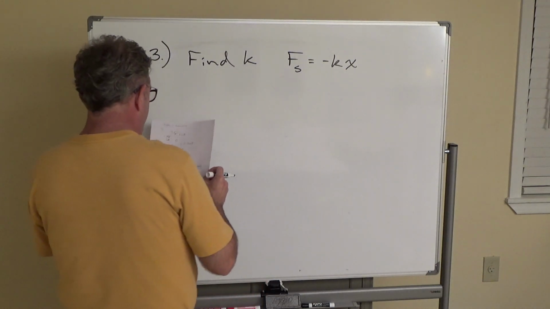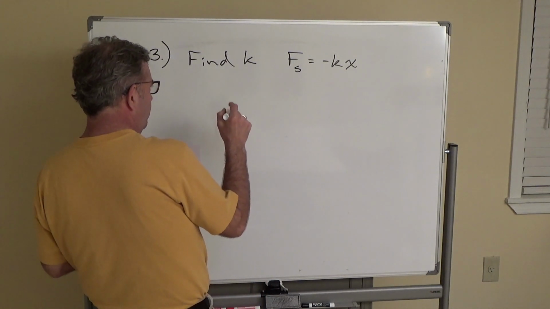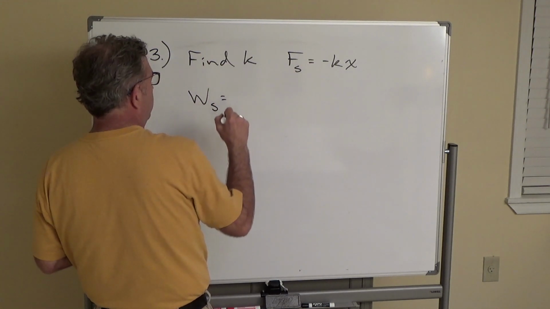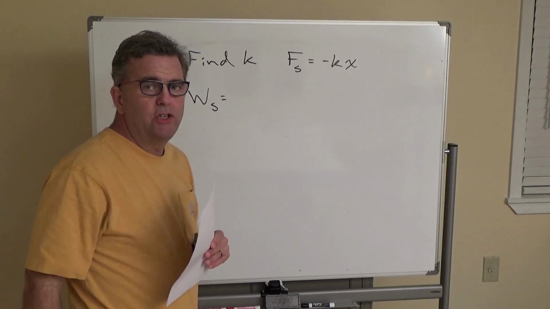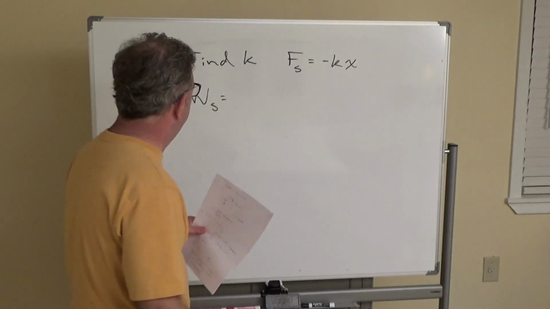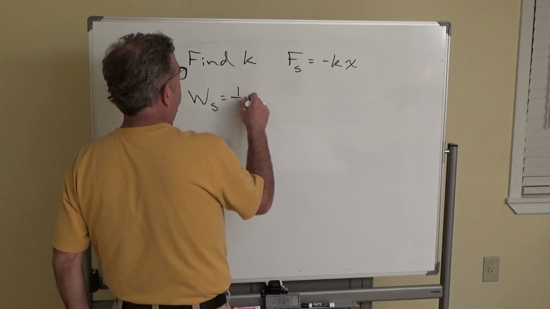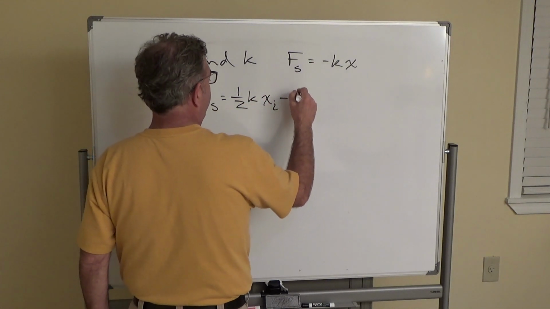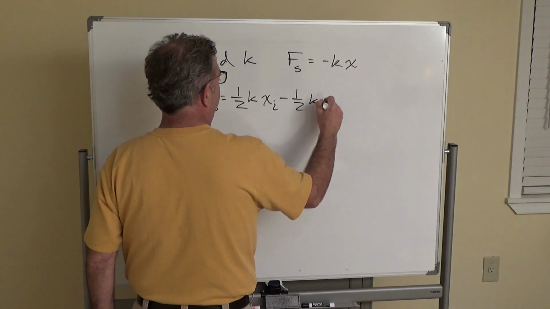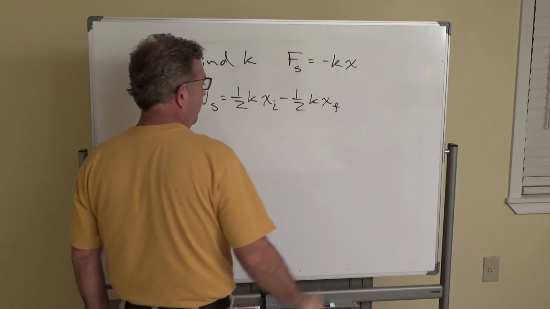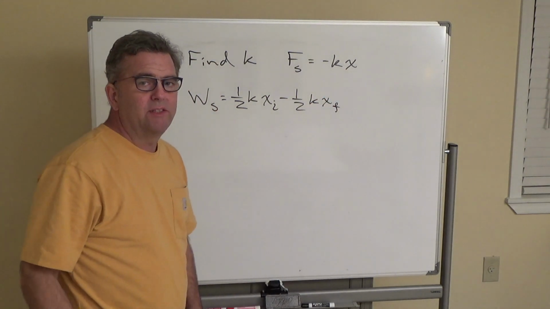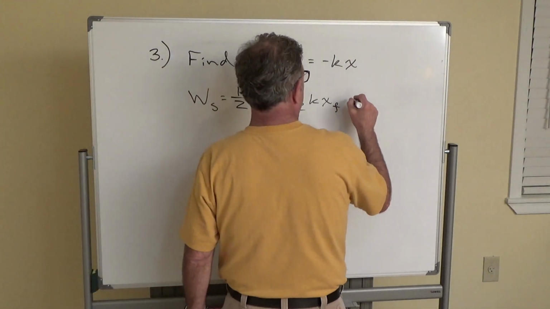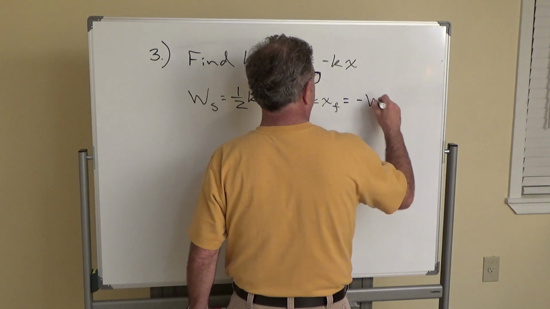All right? And then you need to know the work done by some external agent in moving the spring. Remember, the work done by the spring is 1/2 Kx initial squared minus 1/2 Kx final squared. Okay? That's the work done by the spring. The work done on the spring is equal to the negative of that.